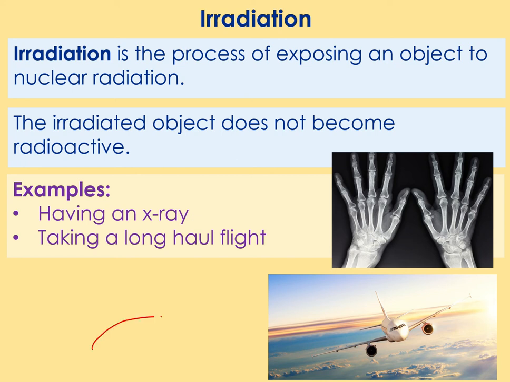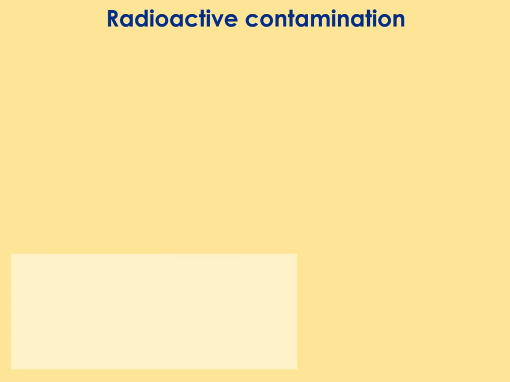If you take a long haul flight, there is less atmosphere. If we're down here on Earth normally, there is less atmosphere on top of you if you're in an aeroplane, so you're temporarily exposed to a higher dose of radiation if you take a flight, which is why for a long time it was advised that pregnant women did not fly. So those are examples of irradiation. Irradiation being exposed to something that is radioactive.